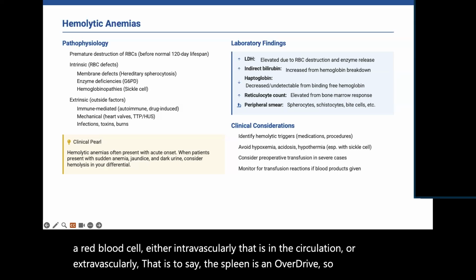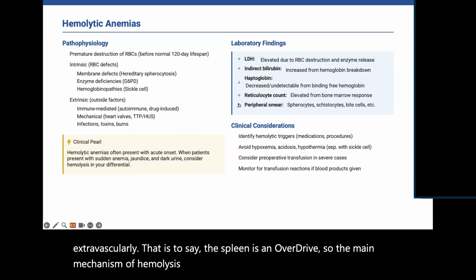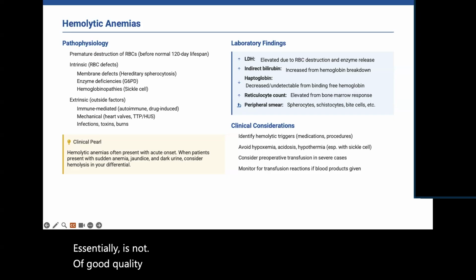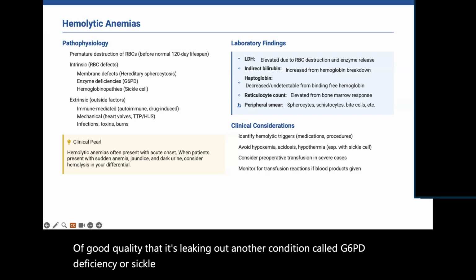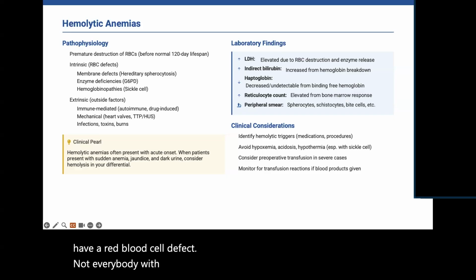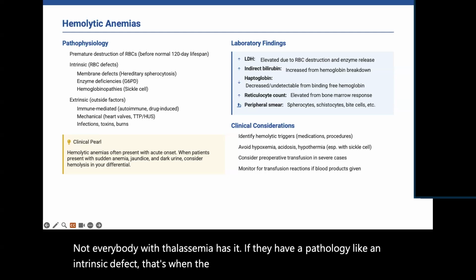So the main mechanism of hemolysis, if it's intrinsic, it's a red blood cell membrane defect. The enzyme or hemoglobin abnormality can be hereditary. Essentially it's not of good quality, so it's leaking out. Another condition is G6PD deficiency or sickle cell disease or thalassemia, those are all reasons to have a red blood cell defect. Not everybody with thalassemia has it. If they have a pathology like an intrinsic defect, that's when the thalassemia is pathological.